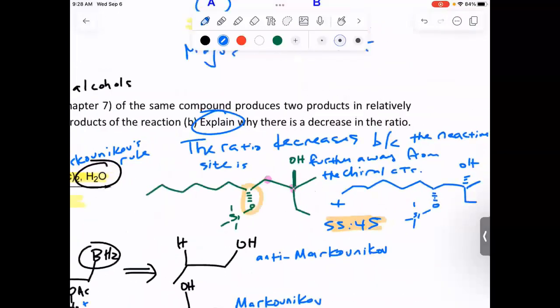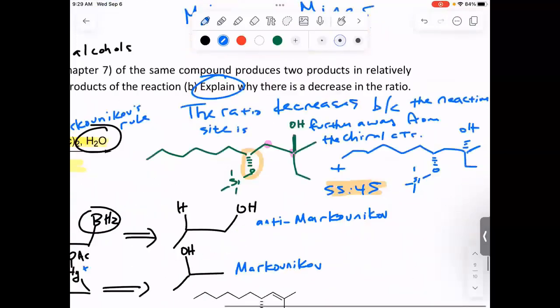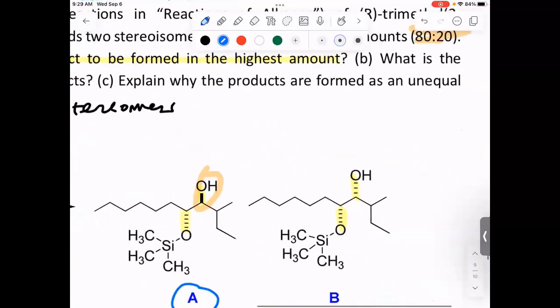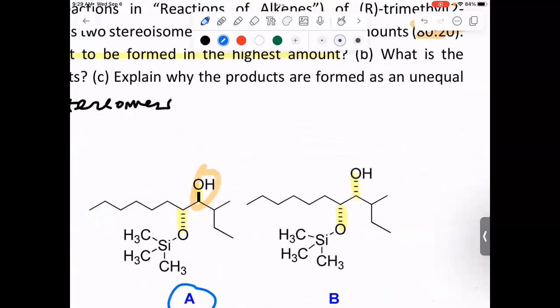So in this case, there's really no difference between these two because the OH is further away. The pre-existing chiral center doesn't have the same effect as it would here, where your OH groups are right next door to it.